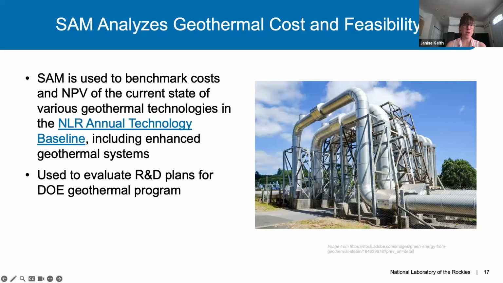If I have a new idea for an innovative piece of one of these technologies, and it's more expensive, but it's also going to give better performance, what does that look like for the cost effectiveness of the technology as a whole? And that's the way that SAM is used for internal R&D questions in the geothermal space.